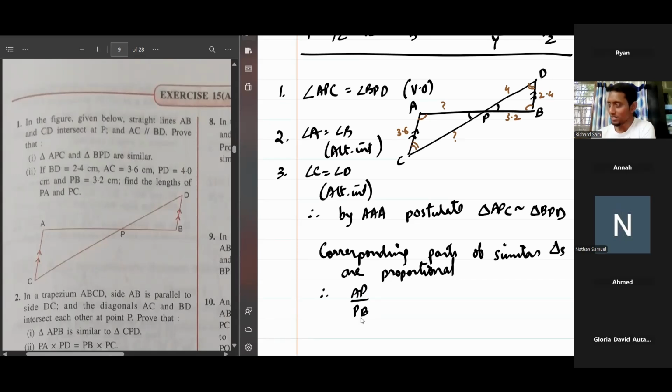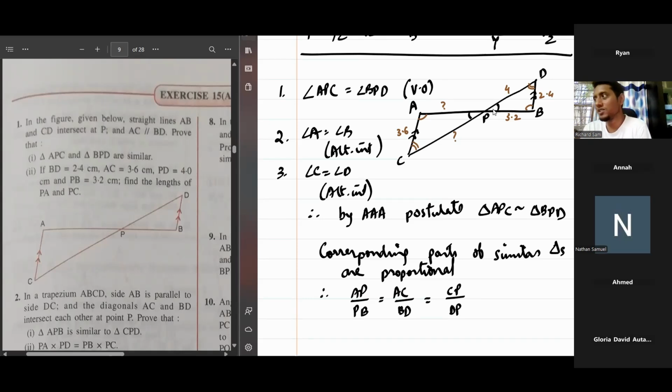So this set of corresponding sides will be proportional to the next set of corresponding sides. Which is the next set? AC upon BD. AC and BD are the matching sides, so they are the corresponding sides. And which is the third set of corresponding sides? CP and DP. CP and DP are corresponding sides. So all these three sets of corresponding sides are proportional to each other.